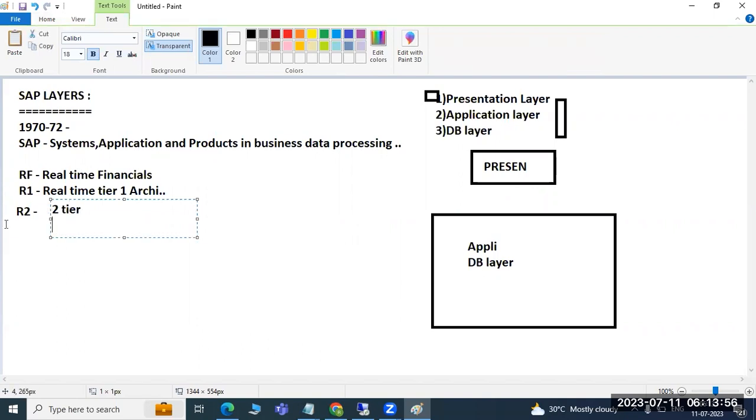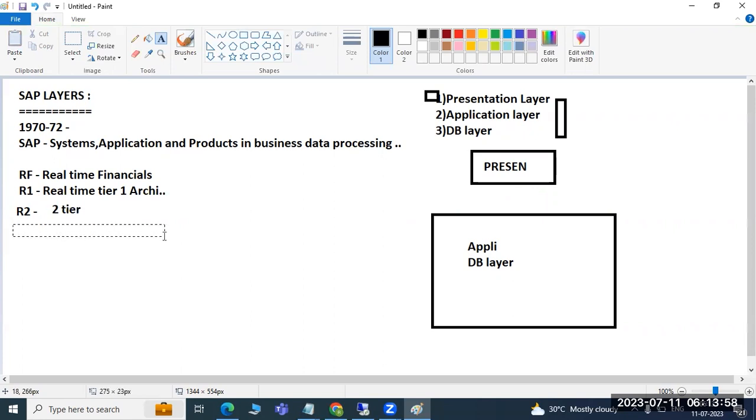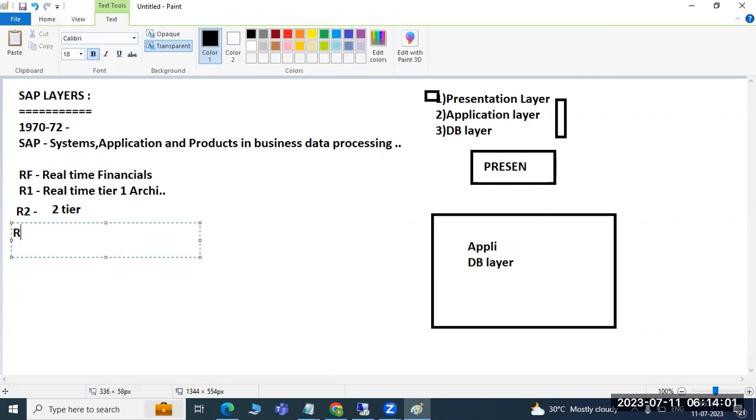Then after that, they released the R3 architecture. I am just telling the history. It's not that you definitely need to remember it, but it would be great if you remember all these things. Why? Because we are learning SAP. We should know when SAP was founded and what the years are. The first architecture was RF, then R1, R2, R3.